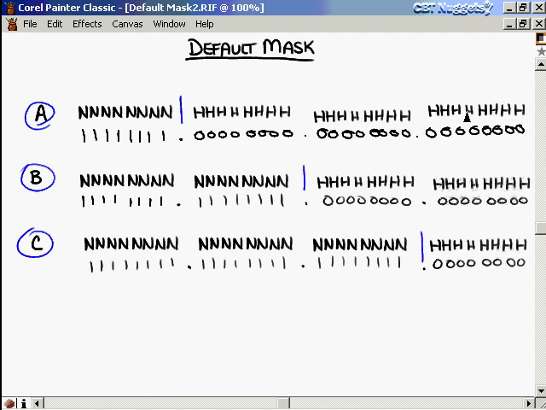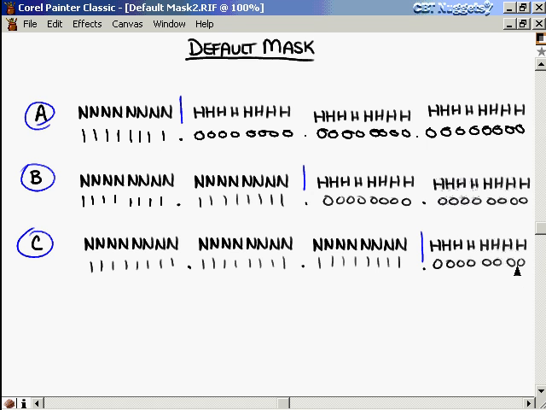Now the rule is in the default mask that anytime you have a network portion, you're going to represent that with ones. Anytime you have a host portion, you're going to represent it with zeros. And that's why you see 8 ones, 24 zeros in a Class A, 16 ones, 16 zeros in a Class B, 24 ones, and 8 zeros in a Class C.